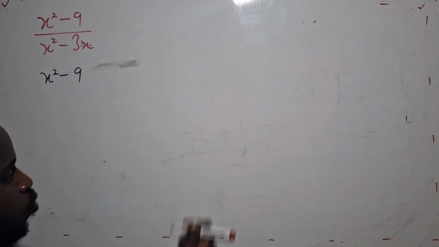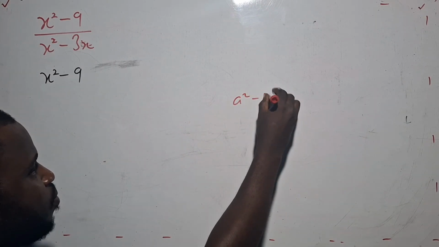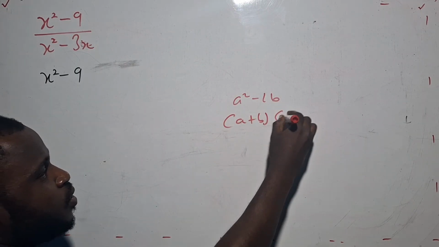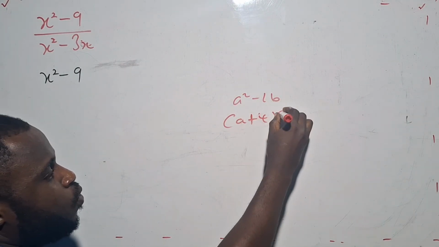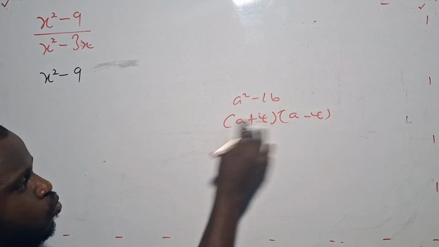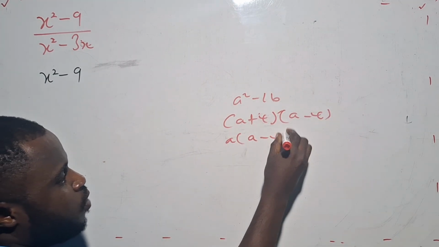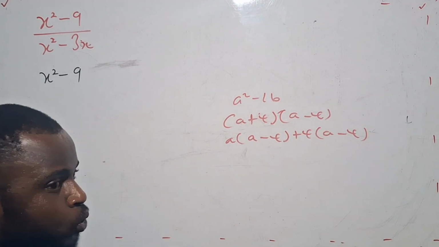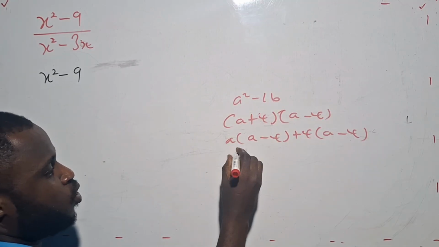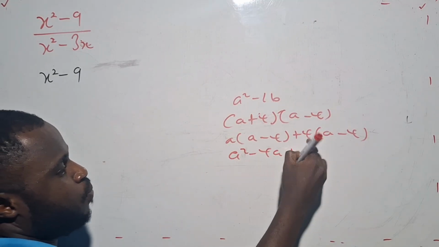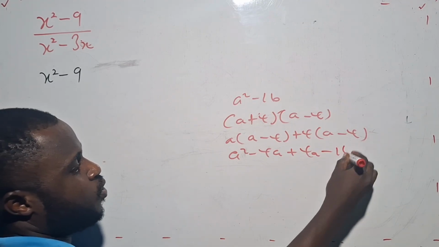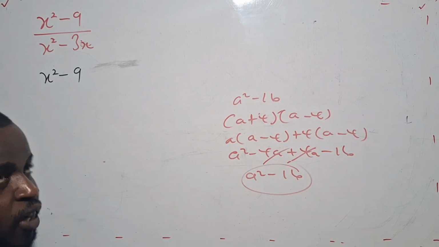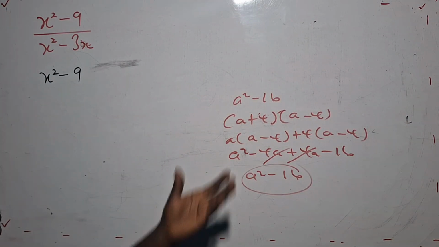Assuming you have an expression like a squared minus 16, we use difference of two squares. We expand it as a plus 4, then a minus 4. To open it, we have a times a minus 4 plus 4 times a minus 4. I've done binomial expansion, so you go and watch, then you understand it. This will give me a squared minus 4a plus 4a, then minus 16. So we have a squared minus 16. That is why in expressions like this, we use a difference of two squares. So this is a proof to that.